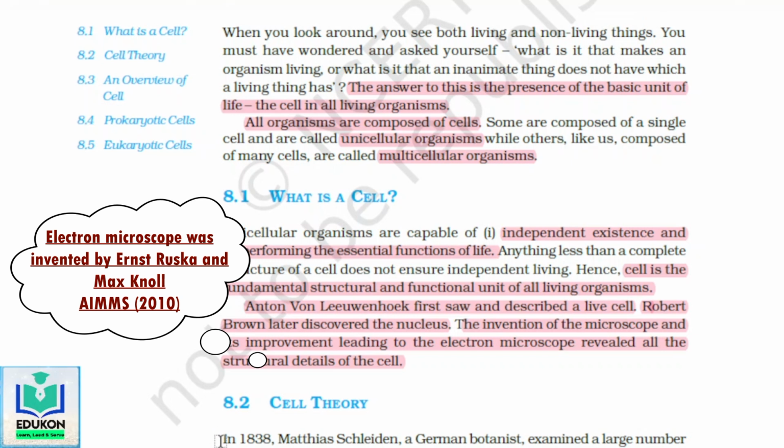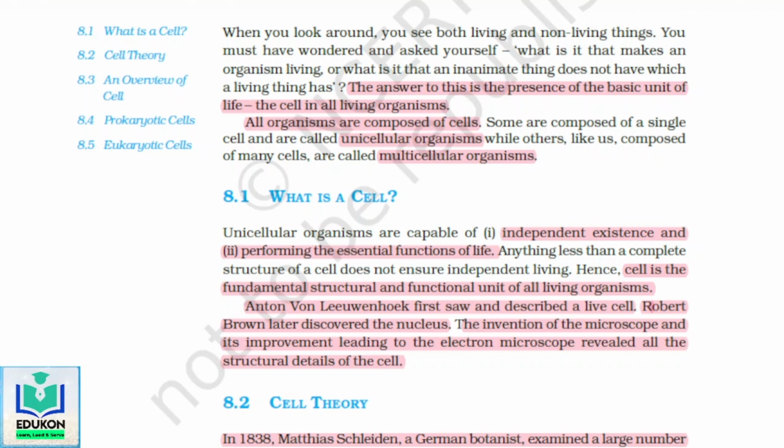Here in 1838, Matthias Schleiden, a German botanist, examined a large number of plants and observed that all plants are composed of different kinds of cells which form the tissues of the plant. There is a question from this section that I will explain in detail. Remember, he is a German botanist. Botanist means the person who works on plants.